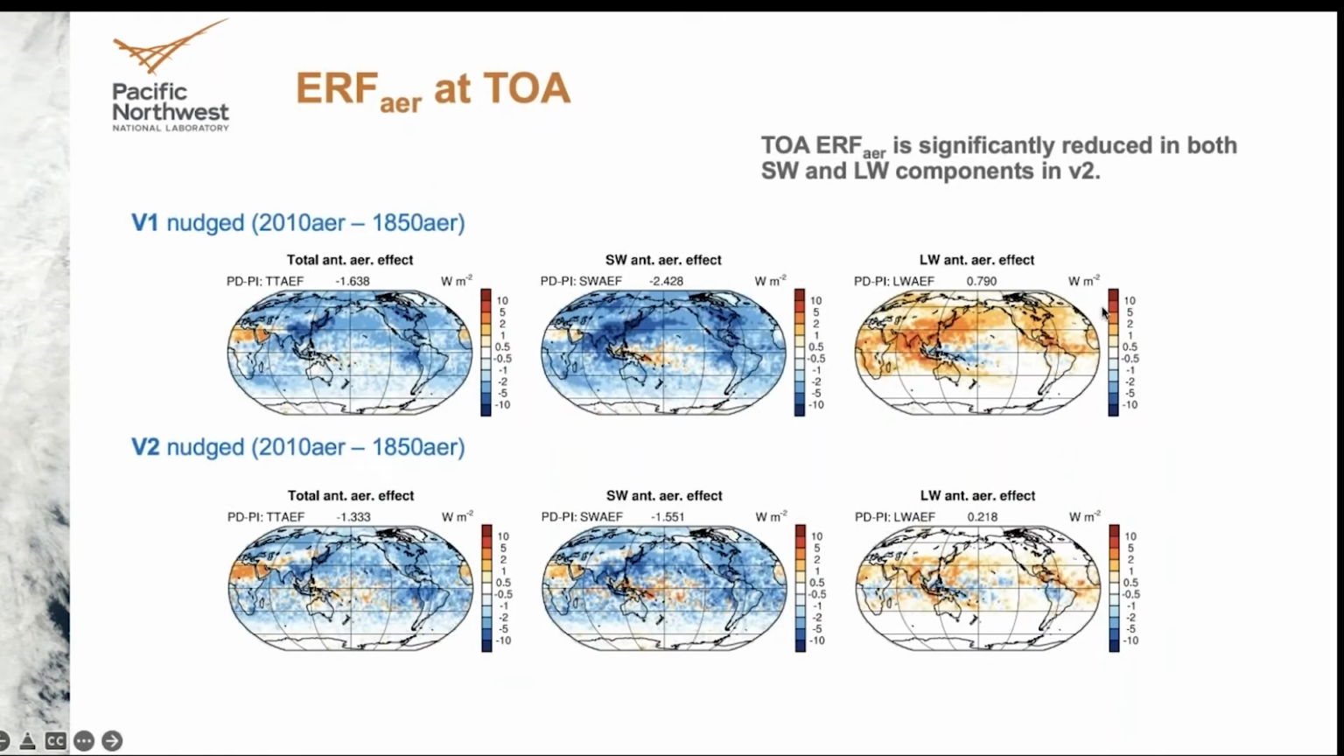So here I'm showing the effective aerosol forcing estimate by the nudged simulation at TOA. I take the difference between the simulations with PD aerosol emissions and PI aerosol emissions. On the top, I'm showing the V1 result, and the bottom is the V2. As you can see from both the global annual mean numbers and the colors, the TOA effective aerosol forcing is significantly reduced in both shortwave and longwave components.